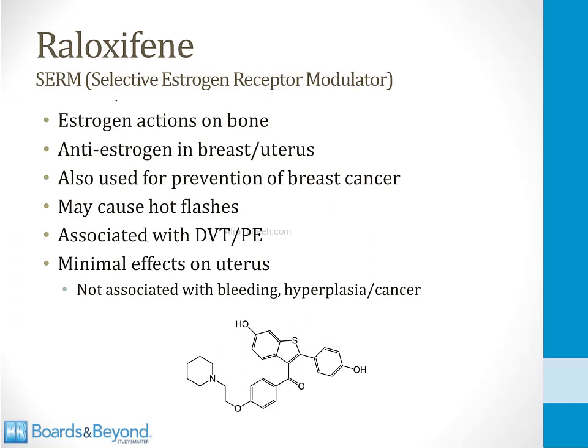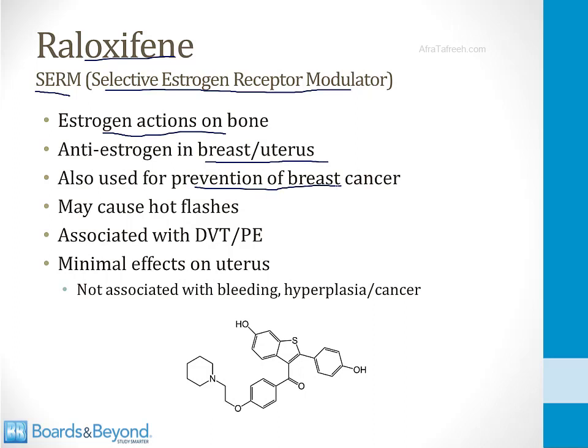Our next osteoporosis drug is raloxifene, which is a SERM. A SERM is a selective estrogen receptor modulator. It gets its name because it has estrogen actions on bone, but anti-estrogen effects in breast tissue and in the uterus, hence the term selective estrogen receptor modulator. This drug can also be used for the prevention of breast cancer. That's because it blocks estrogen effects in breast tissue.